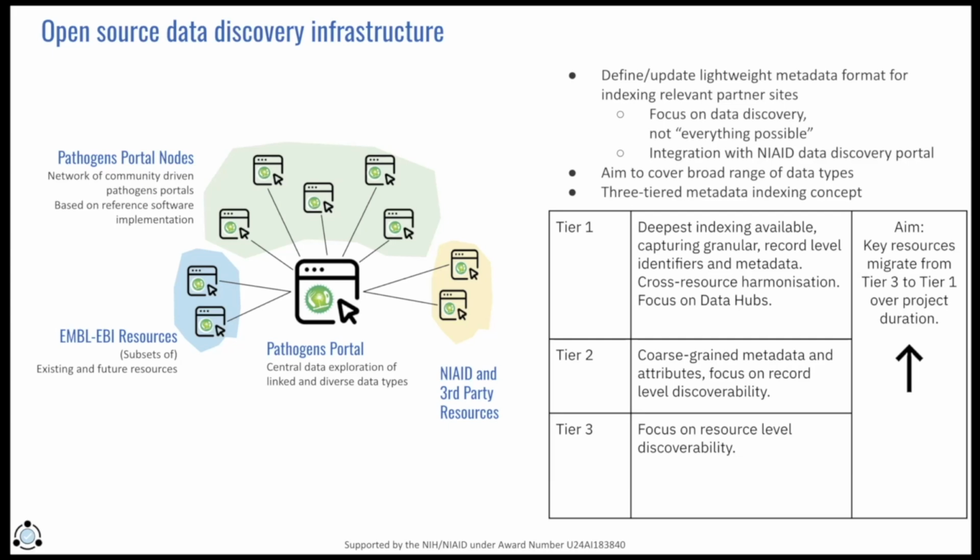And then in the first tier, we aim for deep indexing with detailed record level identifiers and metadata, where we also are aiming for cross-resource harmonization where possible. And this will initially focus on the sequence-oriented data hubs where we have the underlying infrastructure. But we also hope that over the time of the project, we will be able to migrate resources gradually from tier 3 to tier 2 and possibly to tier 1 to provide increasing granularity of the data that is discoverable.